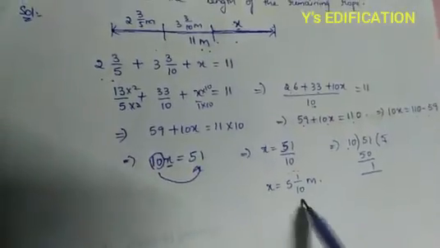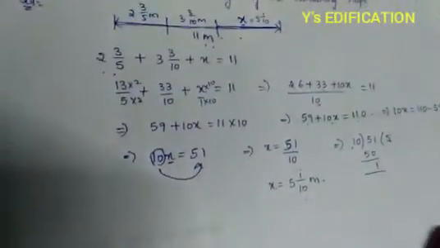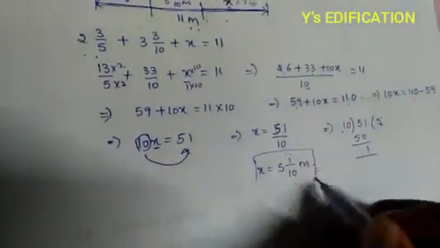So one part is 2 3 by 5 meters. Second part is 3 3 by 10 meters. And third one is 5 1 by 10 meters. Okay. So this is my final answer.